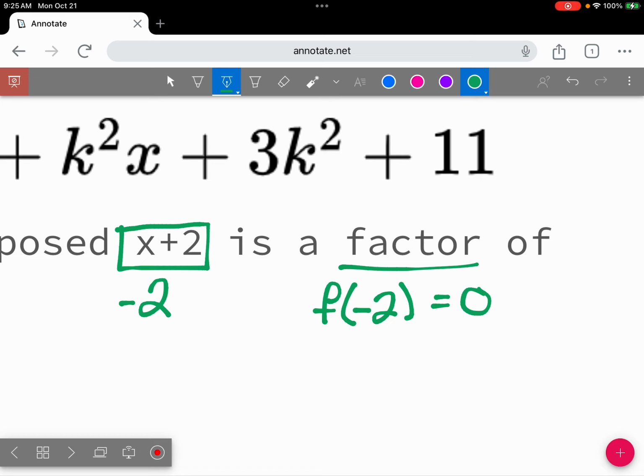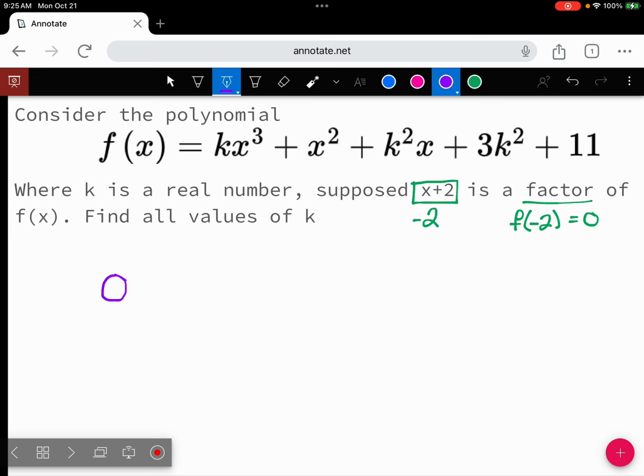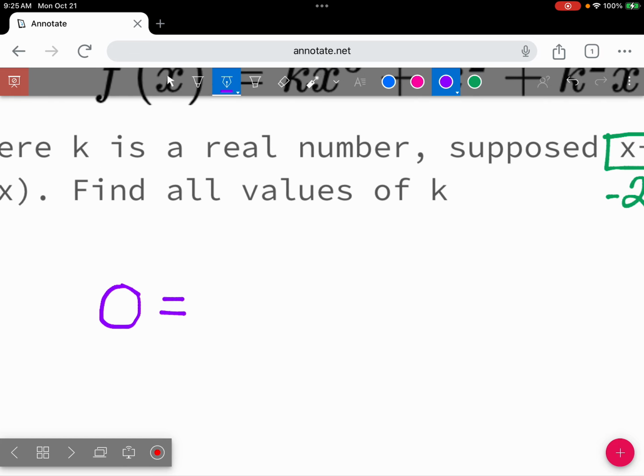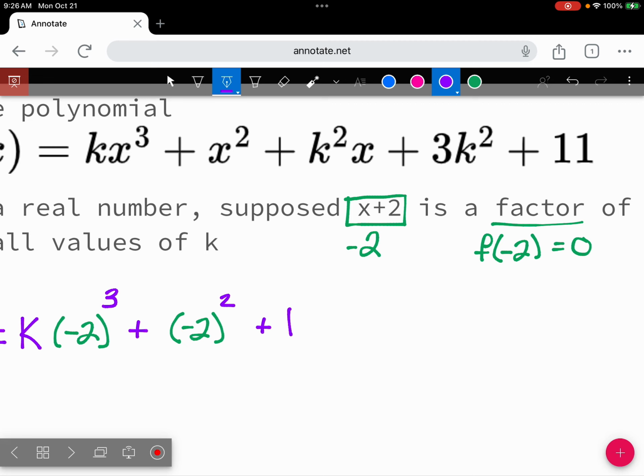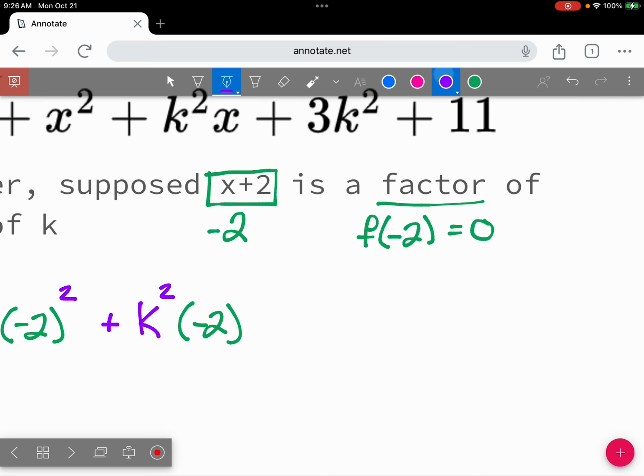So when we set up our equation here, I know that 0, my f of negative 2, is going to happen when my x is negative 2. So substitute that piece in. We're going to have our k times that negative 2 cubed, plus my negative 2 squared, plus k squared times negative 2, plus 3k squared plus 11. So there's a lot more k's left this time.